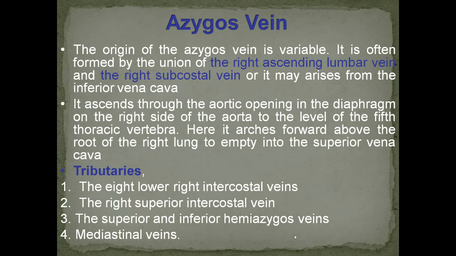The origin of the azygos vein is variable. It is often formed by the union of the right ascending lumbar vein and right subcostal vein, or it may arise from the inferior vena cava.